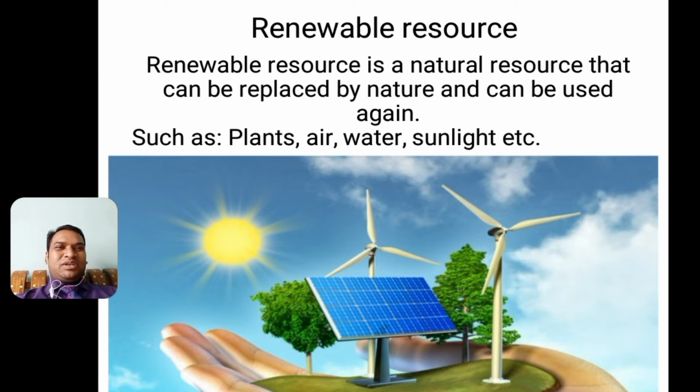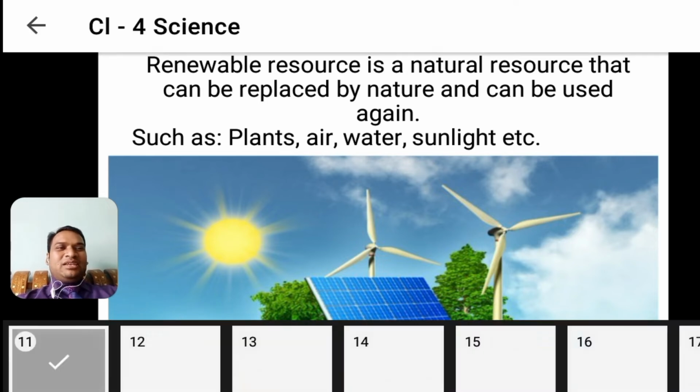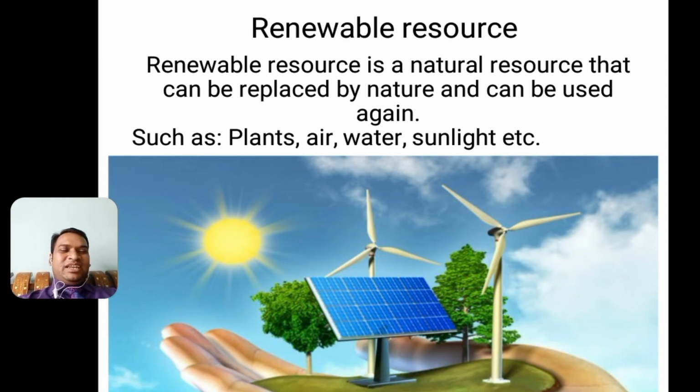So this is a very important resource, and from it we can produce electricity. From sunlight, if you use a solar panel, you can easily make electricity. Then from air also we can make electricity, by windmills. From windmills or wind turbines we can make electricity using air.